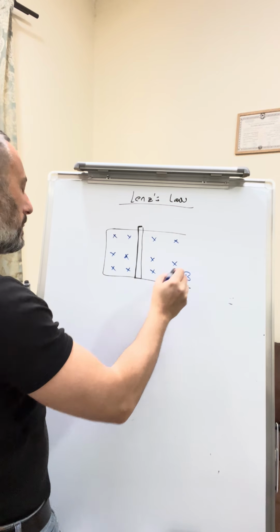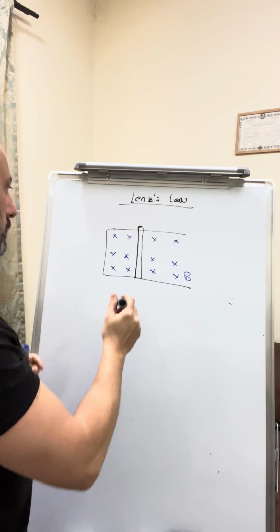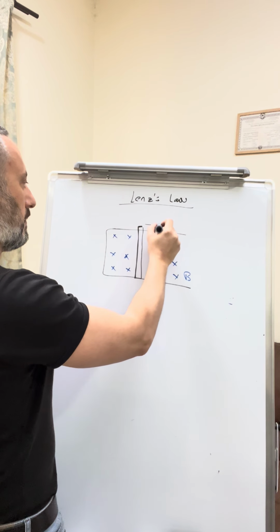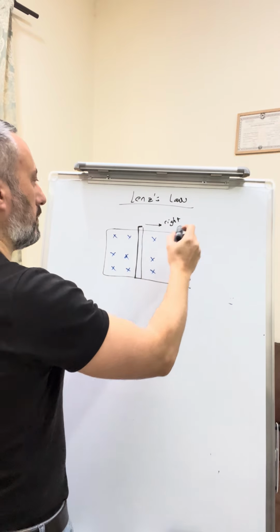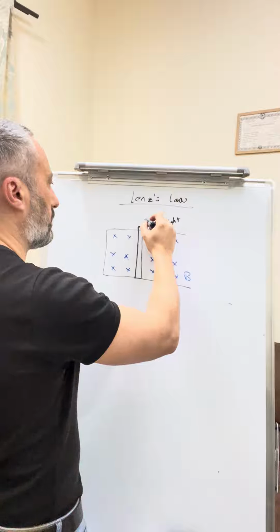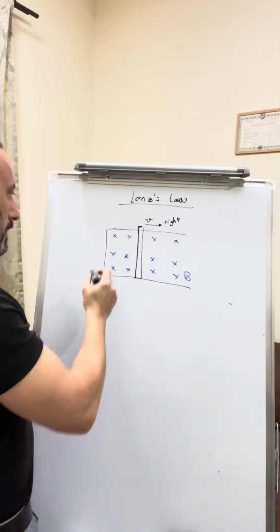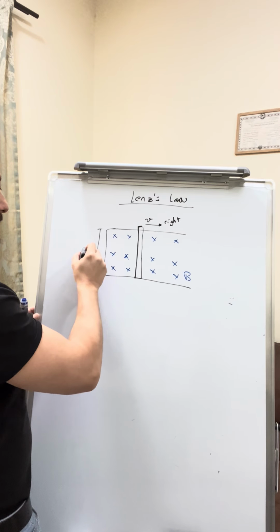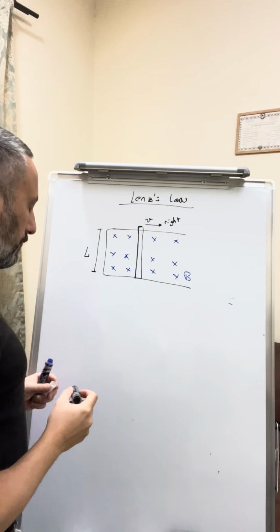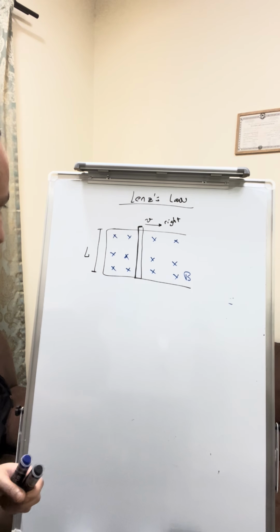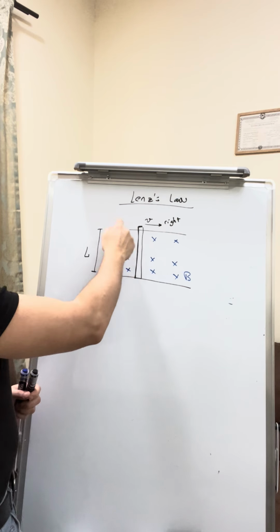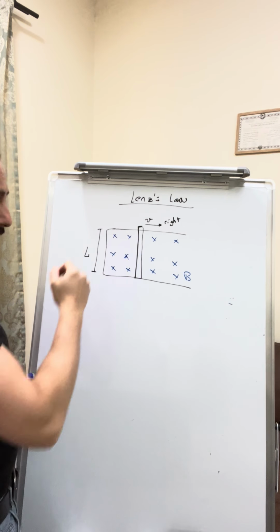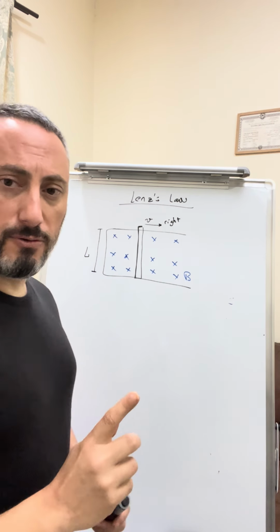This is B. And I am moving this rod, all of them are conductors, moving it to the right with, let's say, a velocity V. And let's say the length here is L. So first of all, I want to know what will be the direction of the induced current in the loop or in this rod. So here, pay attention, we have to follow Lenz's law.